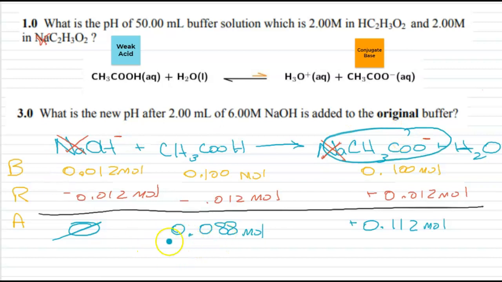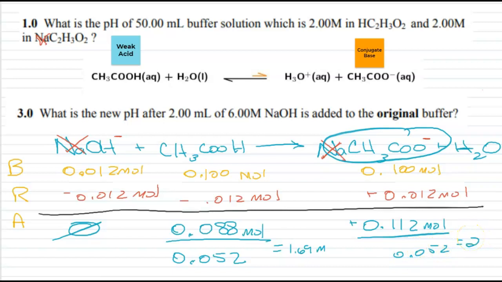I need to know a molarity, so I do what we did the last time. I had a 50 mL solution and I added 2 more milliliters to it. So I now have 52 mL, so 0.052 liters. Dividing 0.088 moles by 0.052 gives a concentration of 1.69 molar. I divide 0.112 by 0.052 to get a concentration of 2.15 molar. The only thing that's different is the direction that those have gone. This is 1.69 molar of my weak acid, and this is 2.15 molar of the conjugate base.